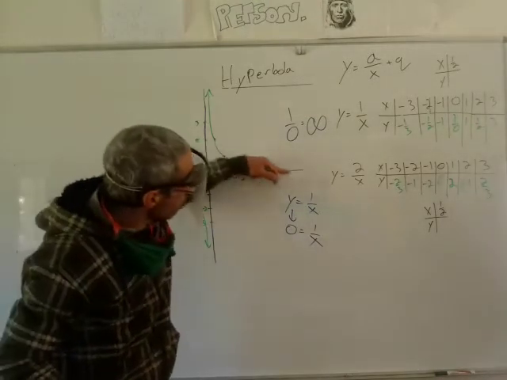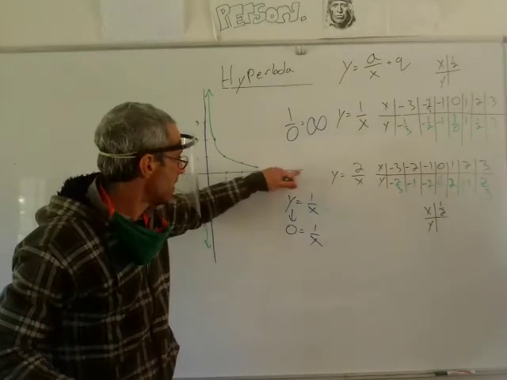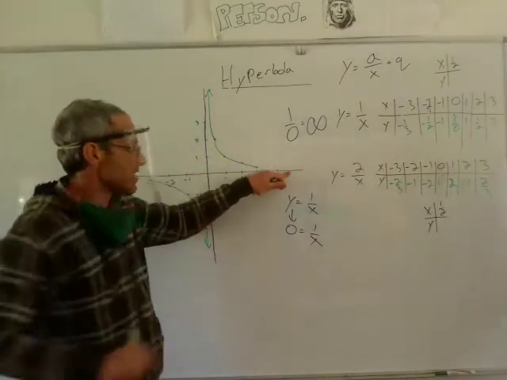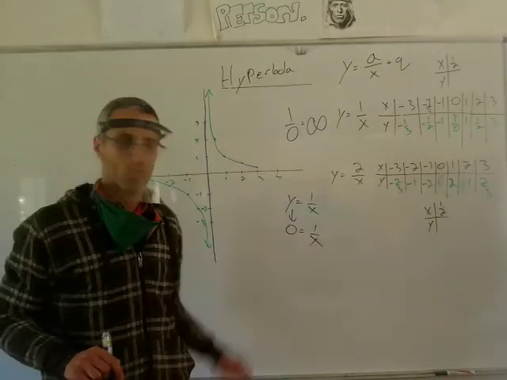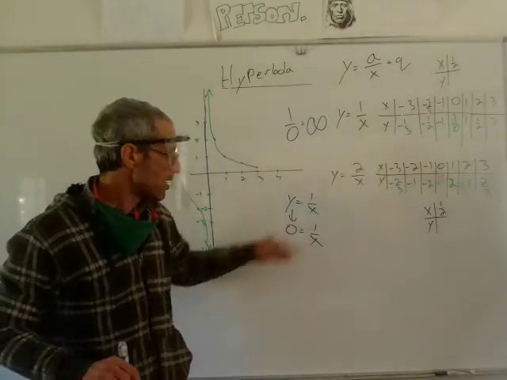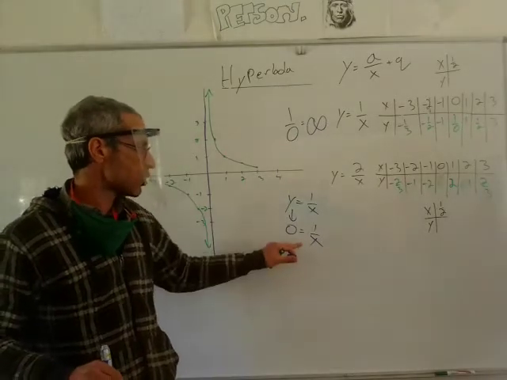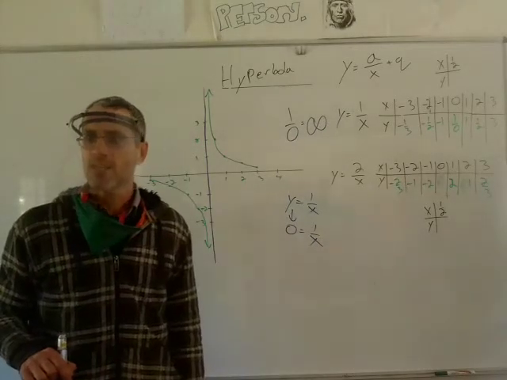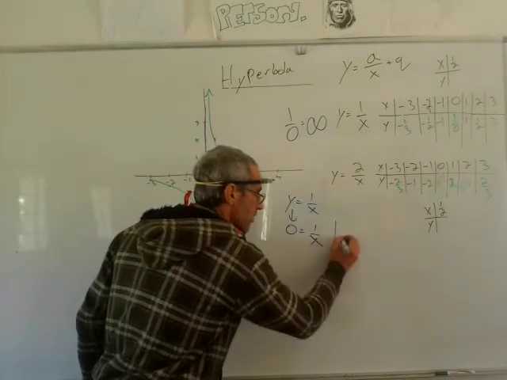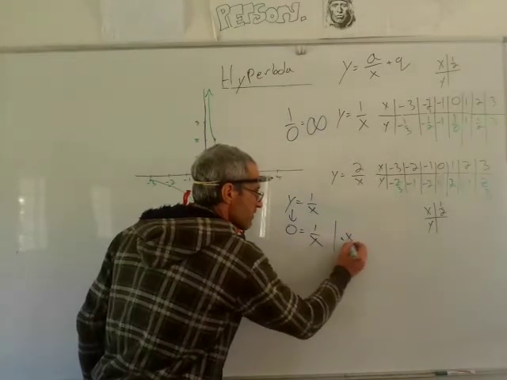Okay? Whenever it crosses the x-intercept, at that point y is equal to 0. So I need to solve that equation. I substitute 0 for y, and I need to solve that. But how would I solve 0 equals 1 over x? How do I do that? I'm going to multiply by x and divide by 0.